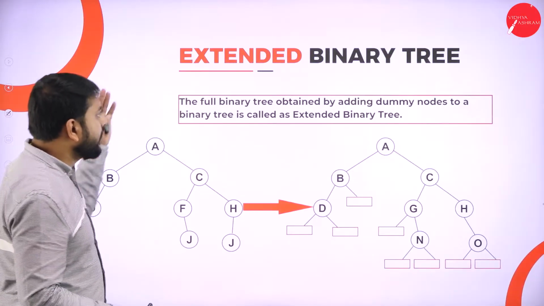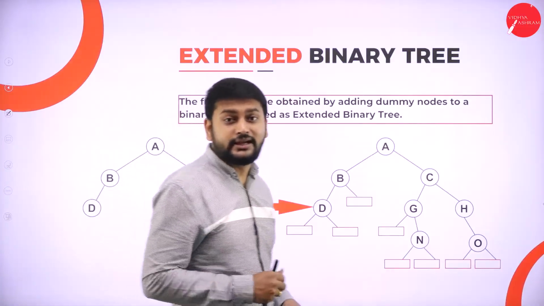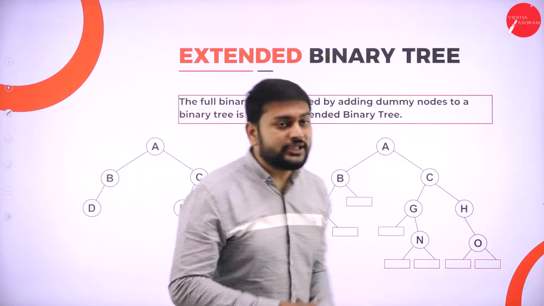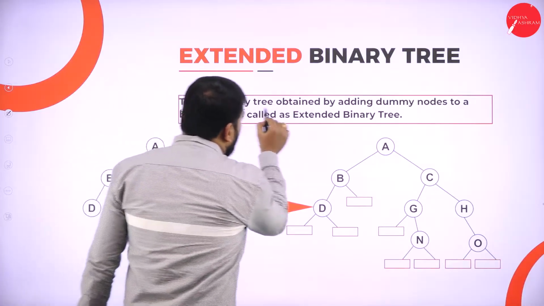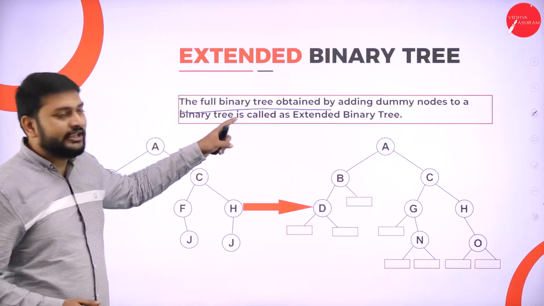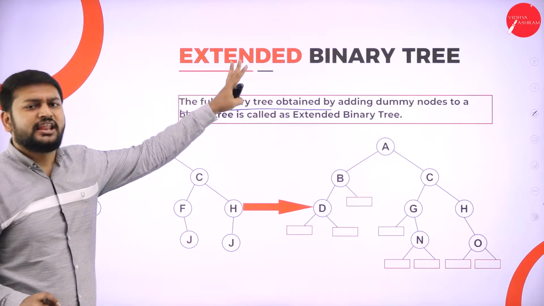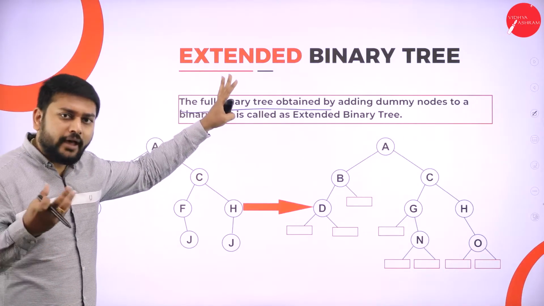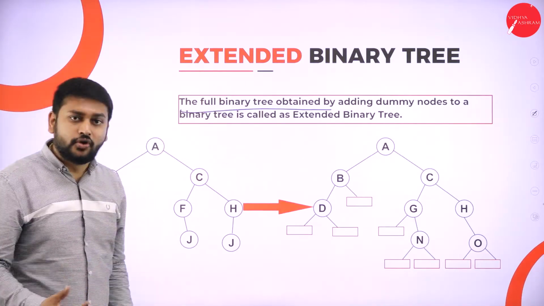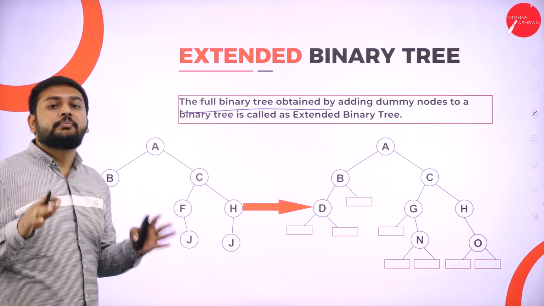Moving forward to the next one, extended binary tree. What exactly is an extended binary tree all about? Listen to me carefully. The full binary tree obtained by adding dummy nodes to the binary tree is called an extended binary tree. So guys, the name itself says that. For a binary tree, if you are adding the dummy nodes, that is what I will call an extended binary tree.